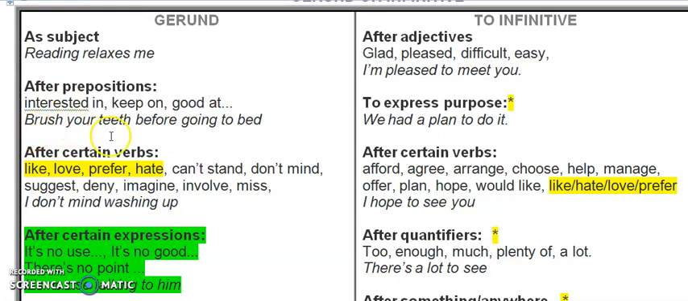So we would say, brush your teeth before going to bed, right? Brush your teeth before going to bed, okay? Or she's good at reading, okay? We use gerund after prepositions, all right?